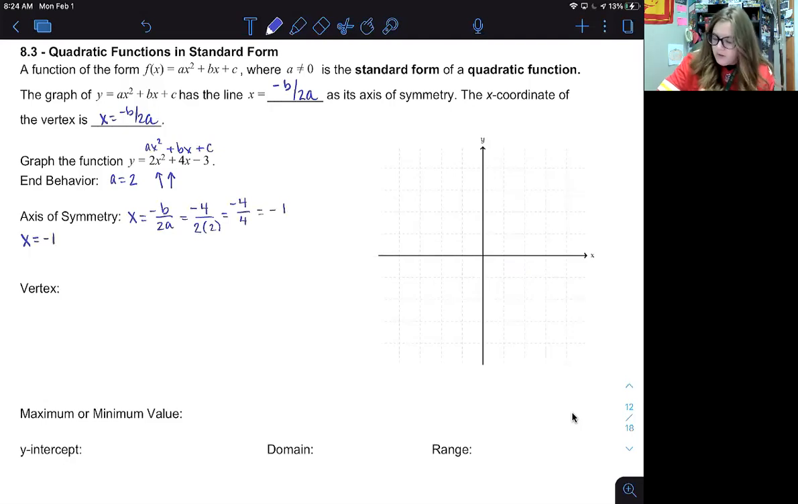So I'm going to go over here on our graph, go to negative 1, and draw that dashed line for our axis of symmetry. So our vertex, we know, falls on that x value of negative 1, but we need to find the y value. So we do that by plugging in the axis of symmetry.